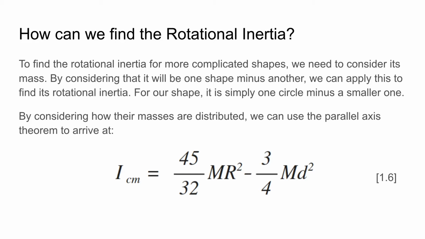This makes sense due to the fact that for a disk it is slightly less than 1.5. This is 45 over 32, which is less than that, and the minus 3/4 is due to the little circle being cut out.